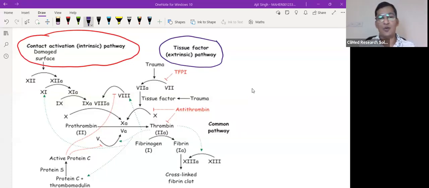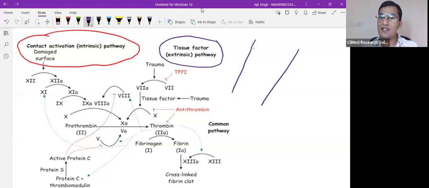But let me tell you. Okay, let me start telling you here. See, when there is a vessel, right? This is the vessel and this is the injury site. Okay, this is the injury site. So from the injury site, there are multiple factors coming out for the platelet cascade.